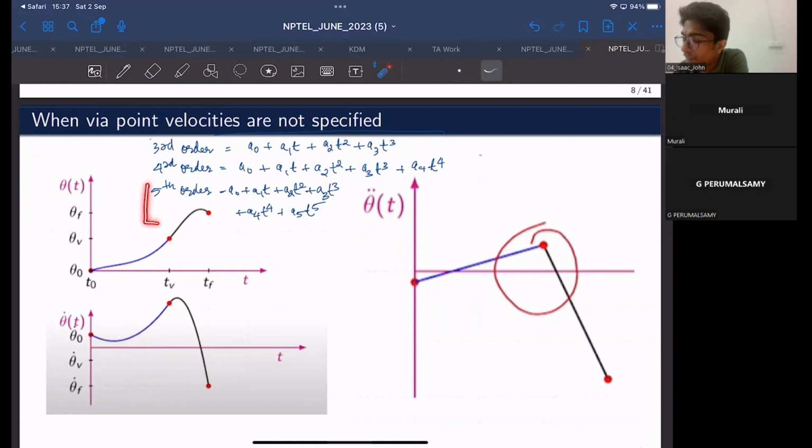But if you take a look at the fifth order polynomial, how many coefficients do we have? We have a0, a1, a2, a3, a4, and a5. We have 6 coefficients. So that in a way means we can control 6 boundary conditions, which are initial positions, velocities, and accelerations, as well as final position, velocity, and acceleration. But in case of a fourth order polynomial, we have 1, 2, 3, 4, 5. 5 boundary conditions that can be controlled.